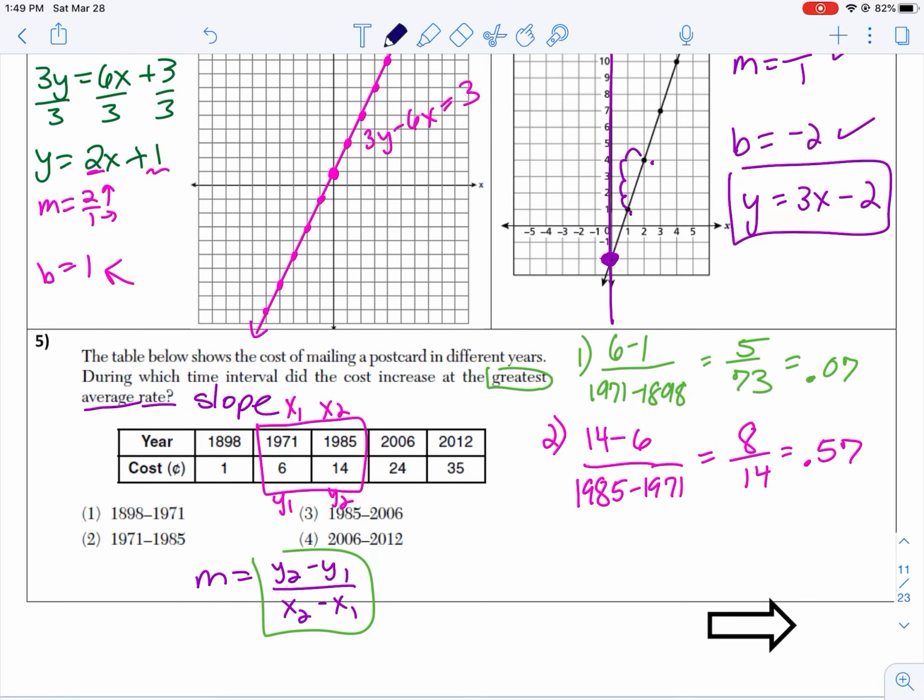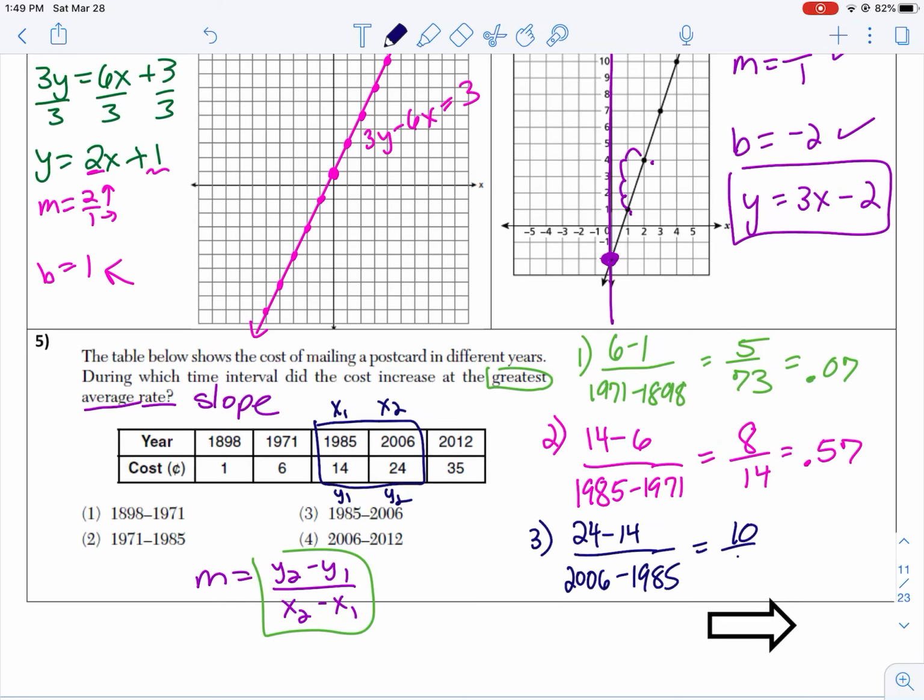All right, choice number 3 says that we have to go now from 1985 to 2006. So I'm using this one right here. So here's my x1 and my x2, my y1 and my y2. Let's do our subtraction problem. 24 minus 14 over 2006 minus 1985. When I subtract, I get 10 over 21, which if I divide 10 by 21 and round it, looks like it's 0.48.